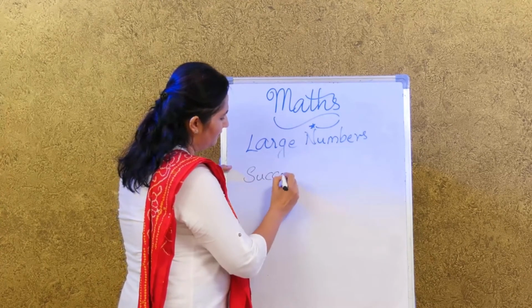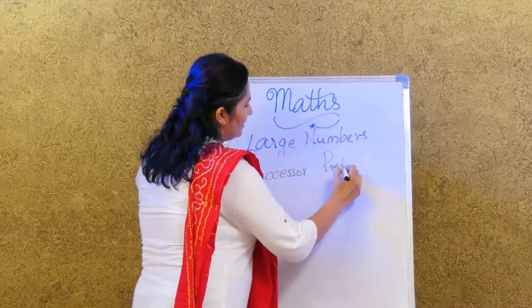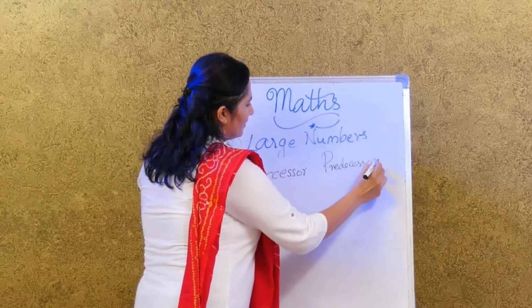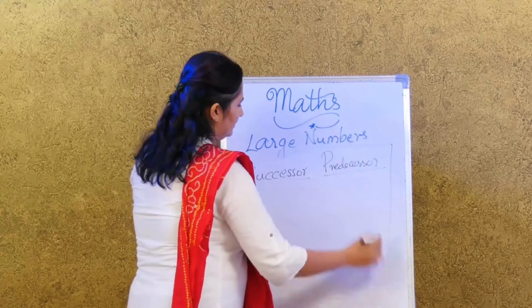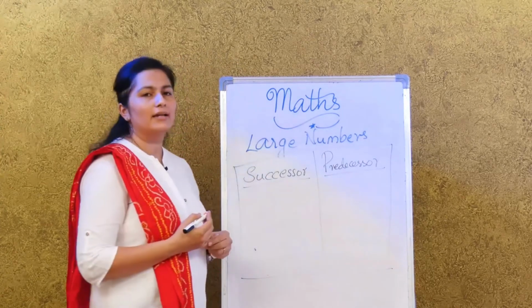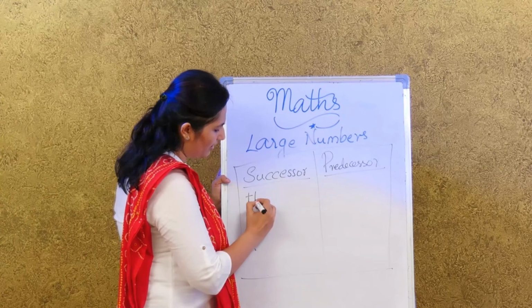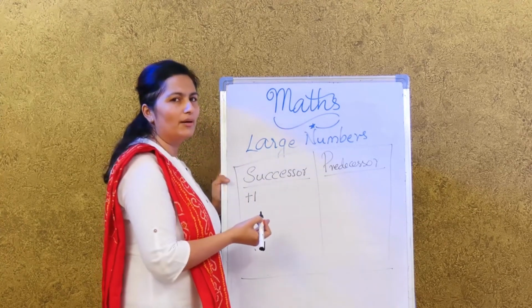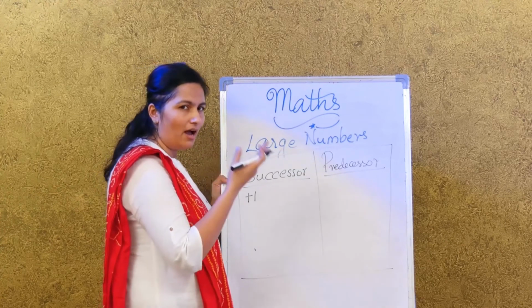Successor and predecessor. These are two new words you are going to learn. Now, how do we get a successor and predecessor? When we add +1 to any natural number, we get a successor, or the one who comes after.